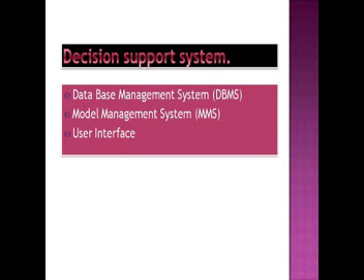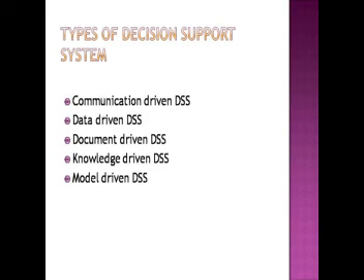Types of decision support system. What are the different types of DSS? Communication driven DSS. Typically, communication driven DSS relies on hybrid network and electronic communication technologies to connect decision makers and to create an environment of resource and information sharing, collaboration and communication among a group of decision makers. Electronic mails, interactive videos, video conferencing, all this comes under communication driven DSS.